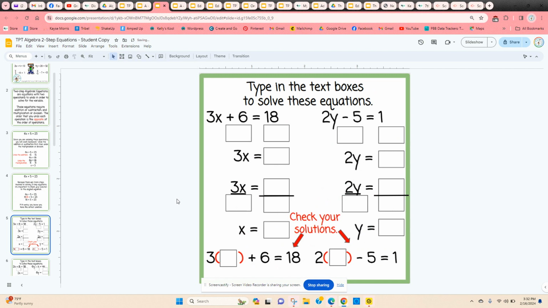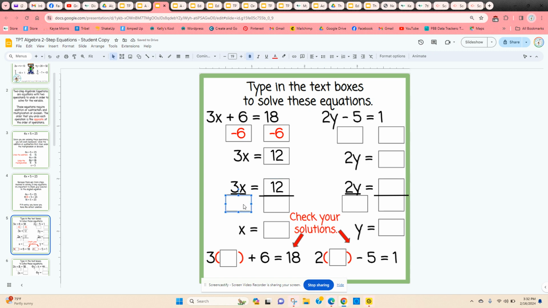They're going to type the steps of the two-step equation in the text boxes. So the first thing they want to do is undo the addition. So they're going to subtract 6 from both sides. Then they're going to get the next step. They will have 3x equals 12. And they're going to go ahead and write 12 here.